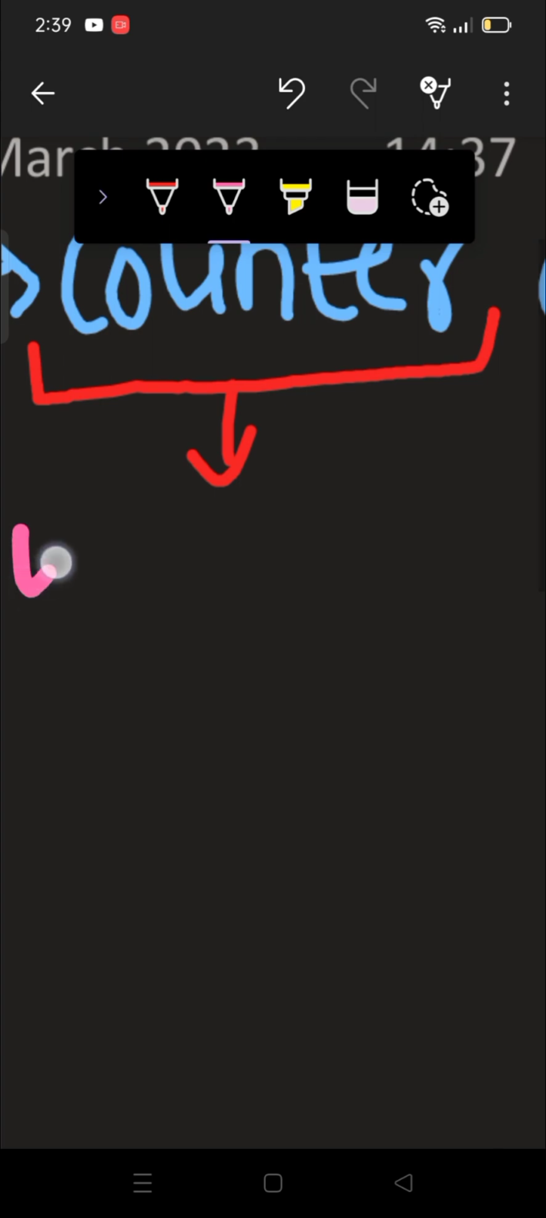Today we will be discussing countercurrent. Now let's see what's the meaning of counter first. Counter means opposite. Let me write it down. Counter means what? It means opposite.